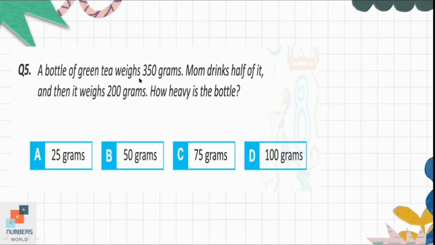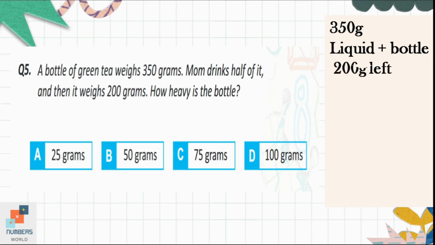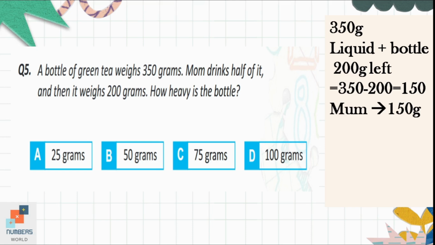Question number 5. A bottle of green tea weighs 350 grams. Mom drinks half of it and then it weighs 200 grams. How heavy is the bottle? We know the total weight of the bottle is 350 grams, which includes the weight of the liquid, green tea, and weight of the bottle. If mom drinks half of it, the remaining weight is 200 grams. 350 minus 200 is equal to 150. So we can say that mom drinks 150 grams of green tea.